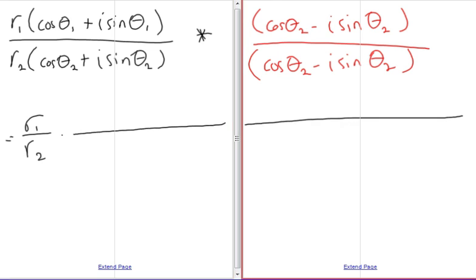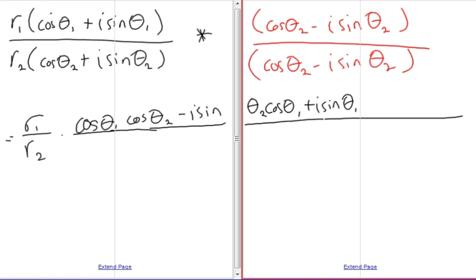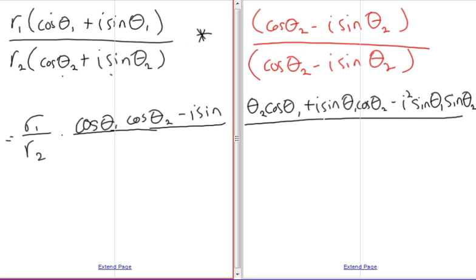So r1 over r2 stays the same. Over here, we're going to have cosine theta 1 times cosine theta 2, and then minus i sine theta 2 times cosine theta 1, and then this term, i sine theta 1 times cosine theta 2, and then a minus i squared, since we have an i and i, sine theta 1 sine theta 2. Just barely squeeze it in there.